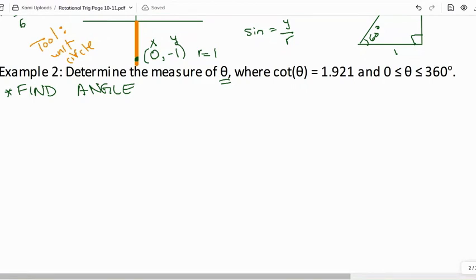What would CAST rule tell us? It's not telling us which quadrants it's in, right? That doesn't matter necessarily. What does the CAST rule tell us about the ratio? Beautiful. Positive or negative. Absolutely. And then we've got the special triangles or unit circle. What do they give us?